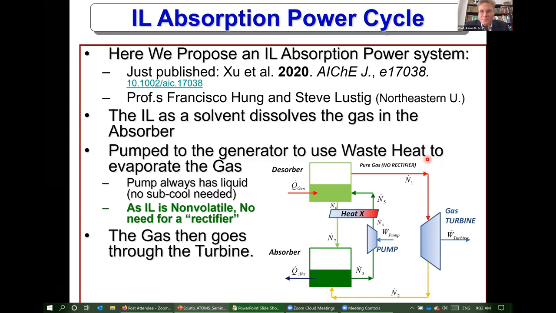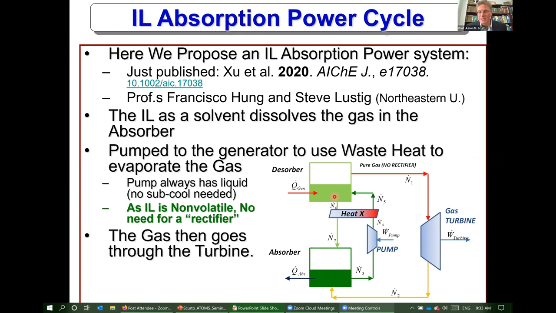So here we propose, somewhat similar to the absorption refrigeration that I'll show, that we take the gas that comes after the turbine, first dissolve it in an ionic liquid, and then that is pumped to what we call the desorber where we're adding our heat. And again, because we always have a liquid here, we never have to worry about safety issues about trying to keep gas from ever getting into our pump. And because of that, we can increase or lower the pressure that comes out of our turbine, thus being able to get more work for a given unit mole of our refrigerant gas in this particular case.